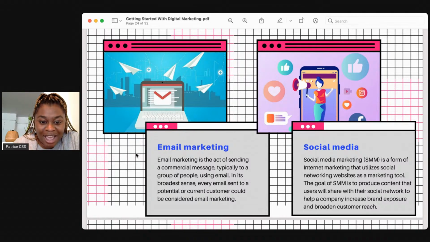A fact is, every digital marketing campaign needs an element of email marketing. It's so important. Email marketing is the act of sending a commercial message, typically to a group of people using email. In its broadest sense, every email sent to a potential or current customer could be considered email marketing. So if you are emailing your customers, that's email marketing. If you're sending an email broadcast, that's email marketing.